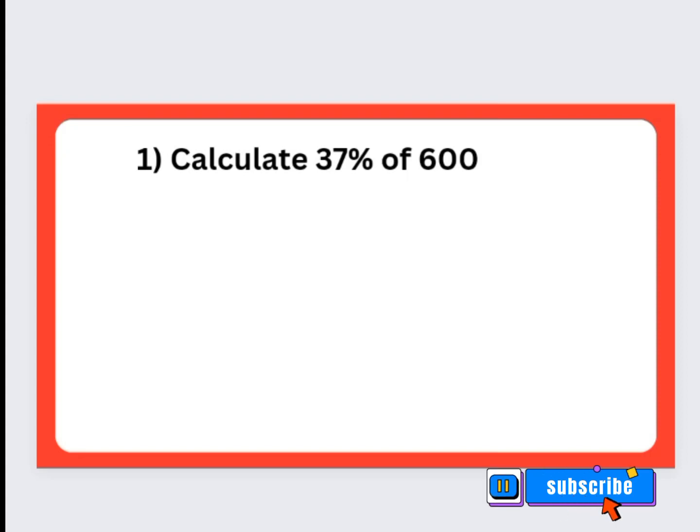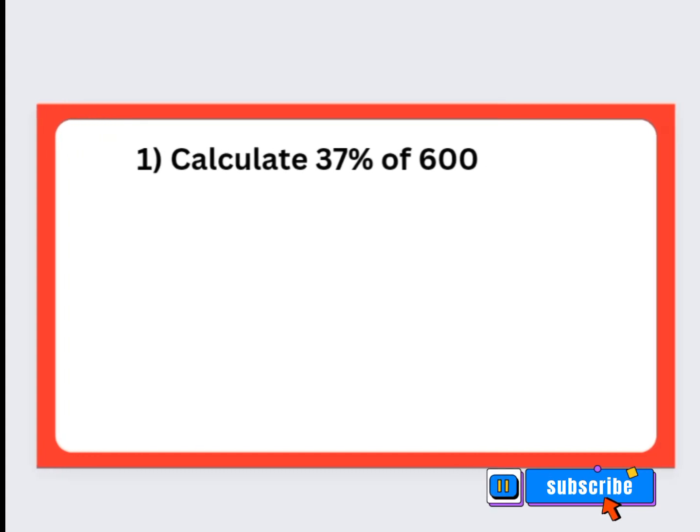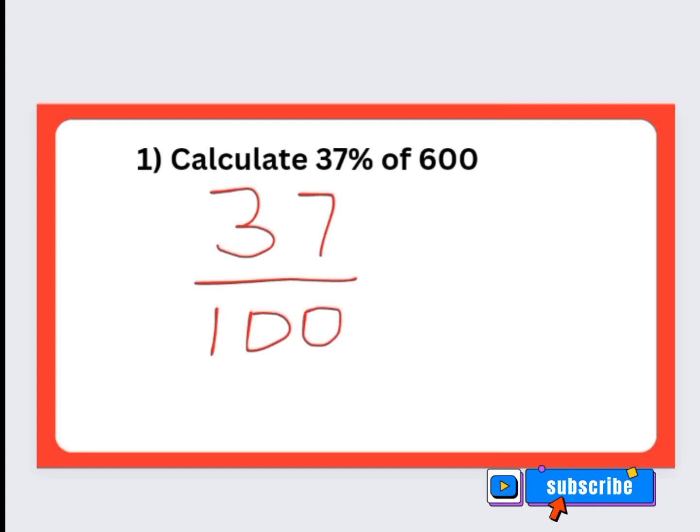When you hear percentage, you're looking at over 100. So what is the value of 37% in 600? So we're going to have 37 over 100 times, which is of, 600.